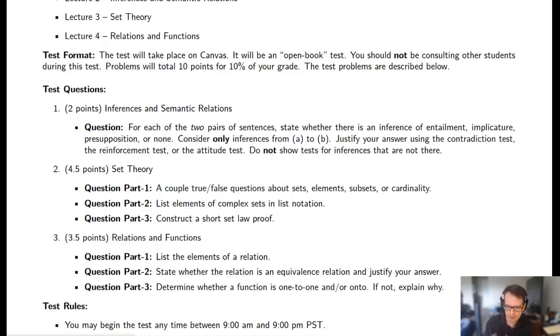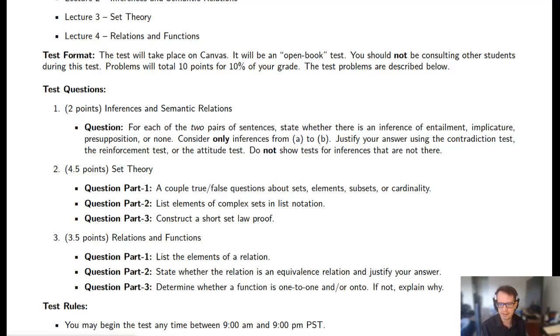Use either contradiction, reinforcement, or attitude tests, and you don't have to show all the tests, just the ones that work. So that'll be typed in directly to Canvas. So you know what the question is, you just don't know what the sentences are. And there are different variants of all the questions, so you might not get the same question as your friend, but they're all about the same difficulty.